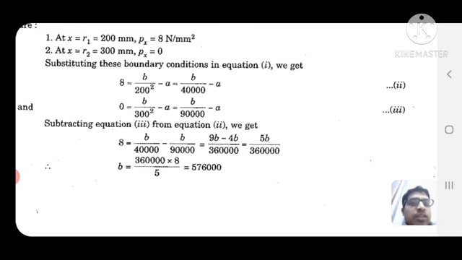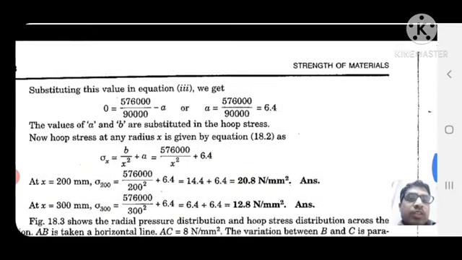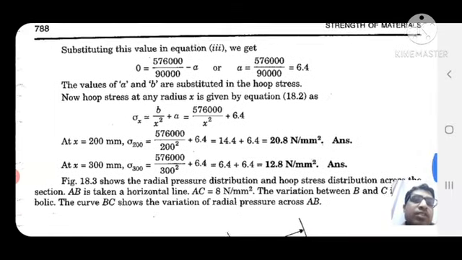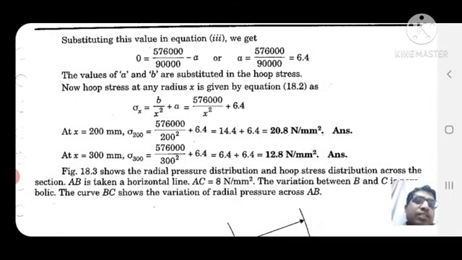B is equal to 360,000 into 8 divided by 5, so that is 576,000. Now substituting the value in this equation, 0 equal to 576,000 divided by 90,000 minus A, or A equal to 576,000 divided by 90,000, that is equal to 6.4. So the values of A and B are substituted in the hoop stress.